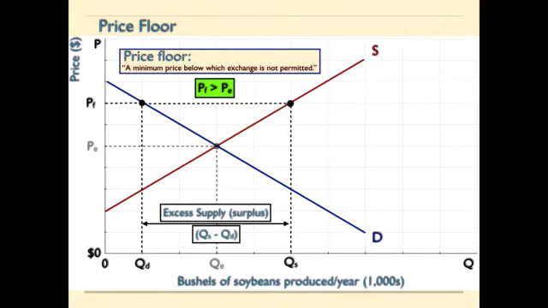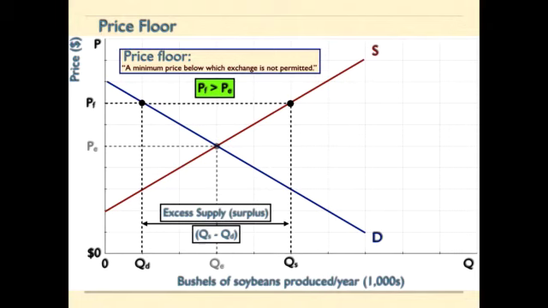And remember that the price floor has to be above the equilibrium price. If it's below the equilibrium price, then the equilibrium price is what's going to exist in this particular market. So make sure you're comfortable with this notion, again, what an equilibrium is and what a price floor and a price ceiling are. We oftentimes see these as part of public policy debates.